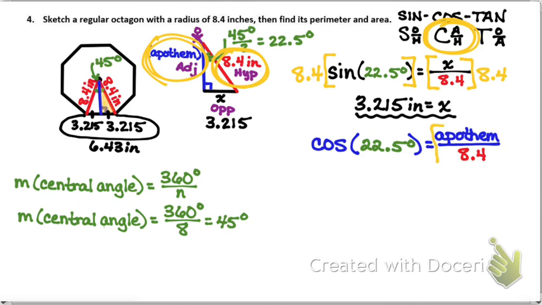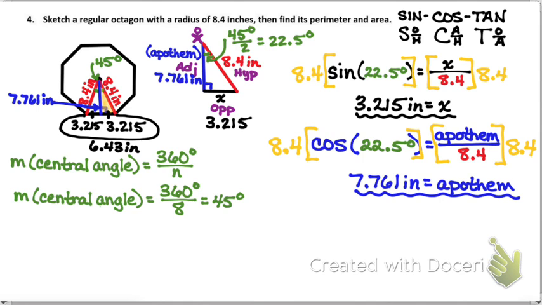To find the length of the apothem, we're going to multiply both sides by 8.4, and then pop this into our calculator. Into your calculator, do 8.4 times the cosine of 22.5 degrees. When we pop that into our calculator, we get 7.761 inches for the apothem. I've marked that on our zoomed in little triangle right here, and also on our original figure over here. We are all set up now to find the perimeter and the area of this regular octagon.